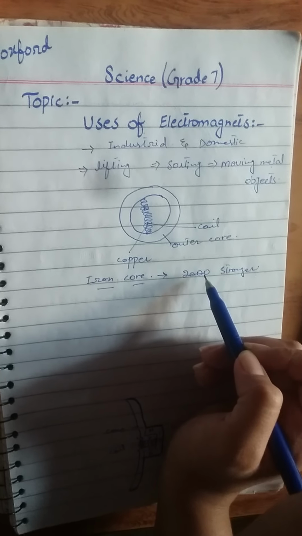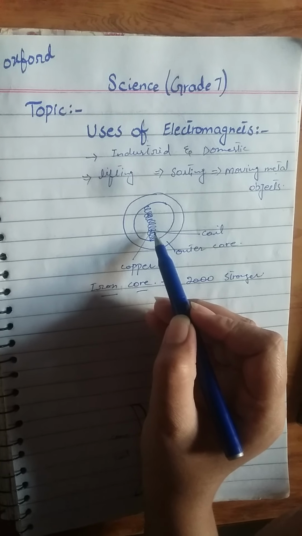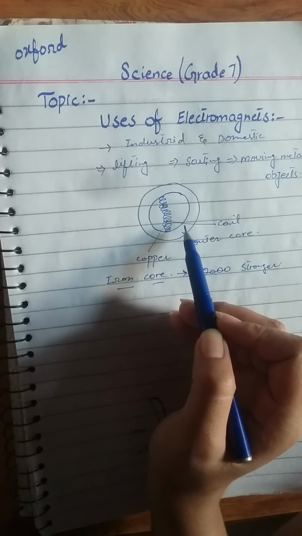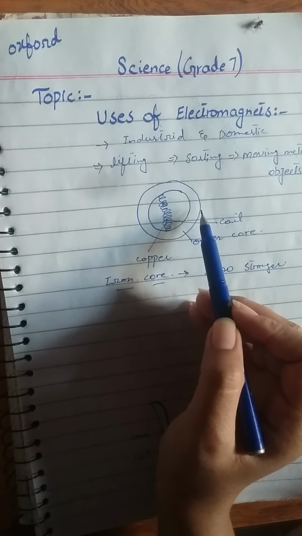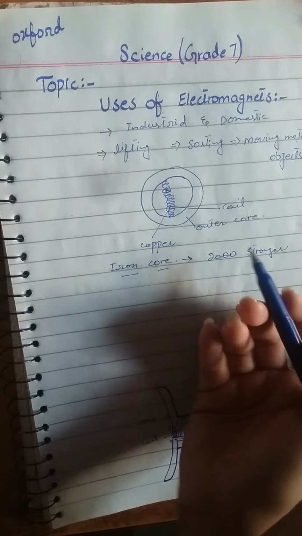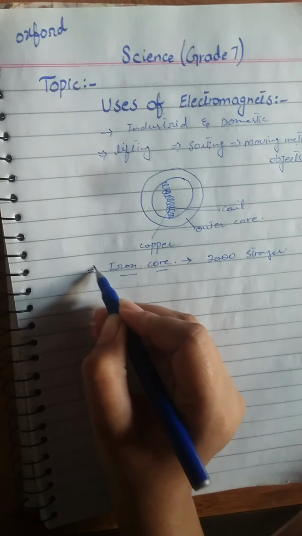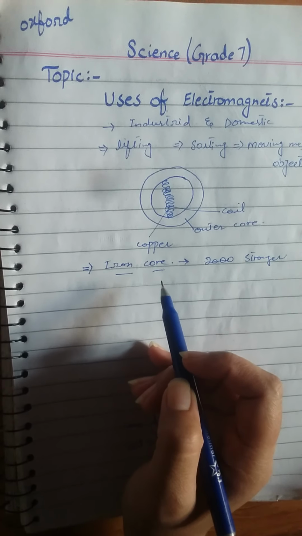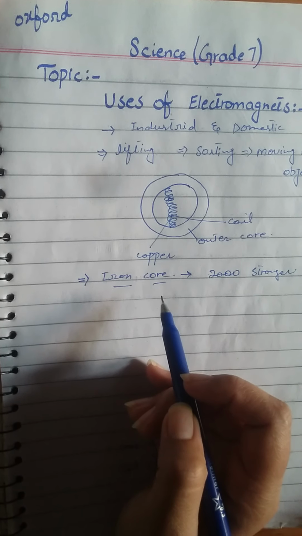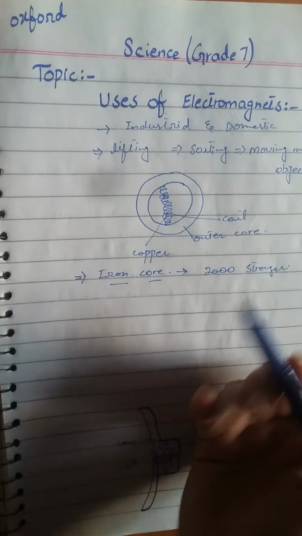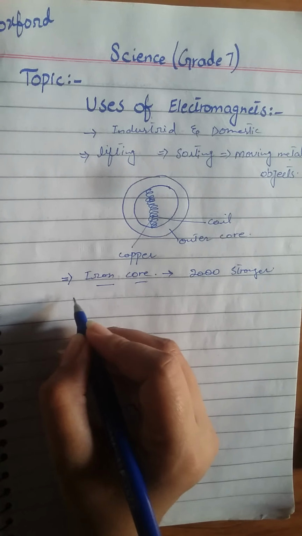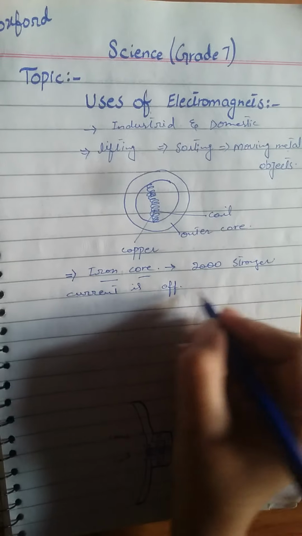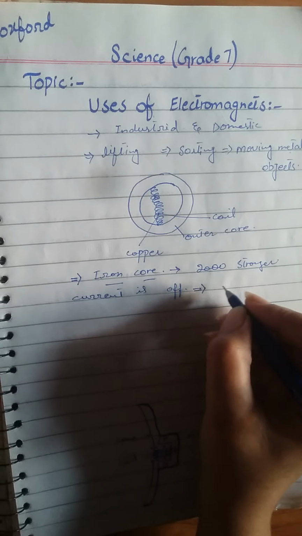When the current is supplied to the coil and switched on, the magnetic field becomes stronger. It produces a strong magnetic field. There is also another advantage of using an iron core: its magnetism is lost when the current is switched off. When the current is switched off, it becomes a soft magnetic material.